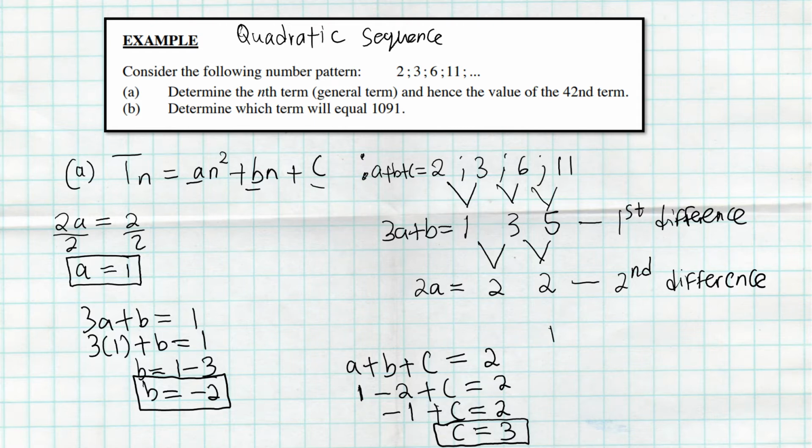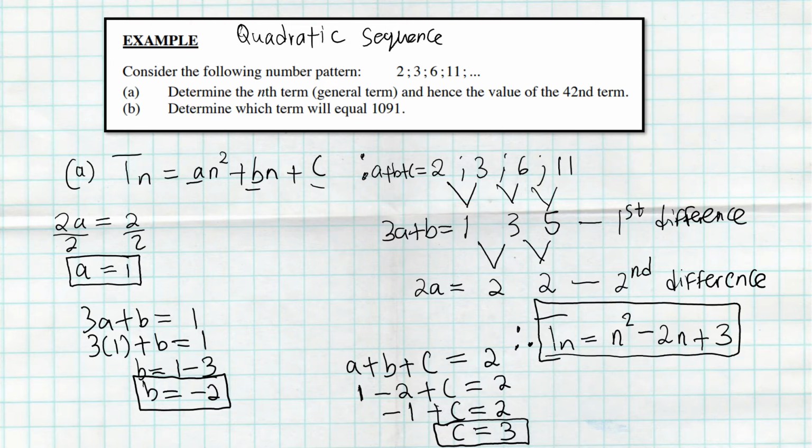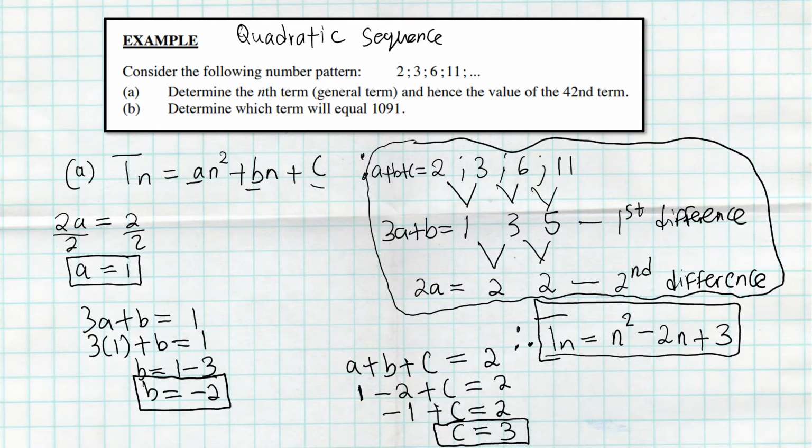Then I can write, therefore, the general term is A, which is 1, it will be just n squared. 1n squared is n squared. B is minus 2, so it's going to be minus 2n plus C, which is 3. So this is the general formula. And that's how we actually calculate it, right? So you must know this formula here, which one is equal to which one is equal to which one. Then you just solve from bottom going on top.